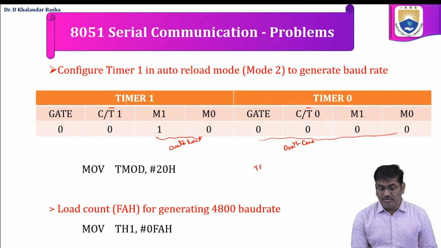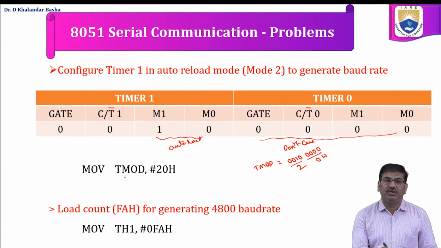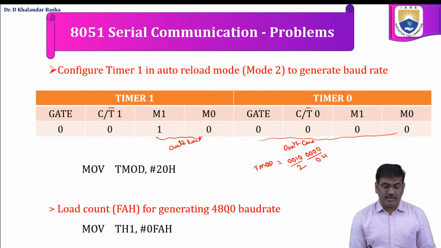So the TMOD register we have to load with the value 0010 0000, which in hexadecimal is 20. 0010 is 2, followed by 0. So this 20 we have to load into the TMOD register by using the MOV instruction.